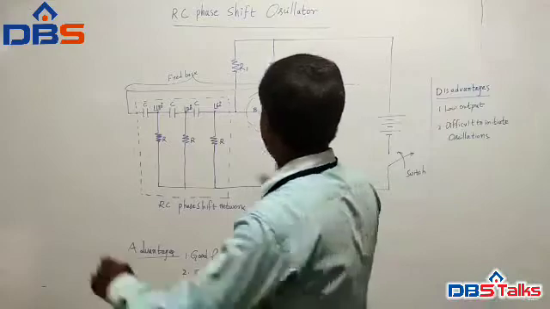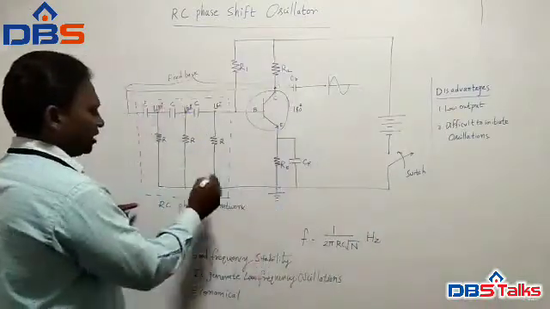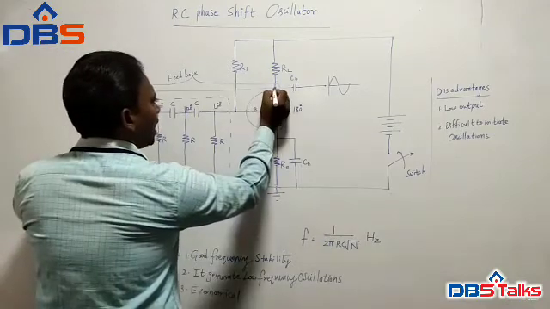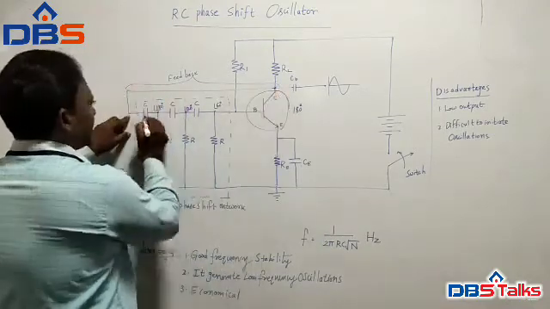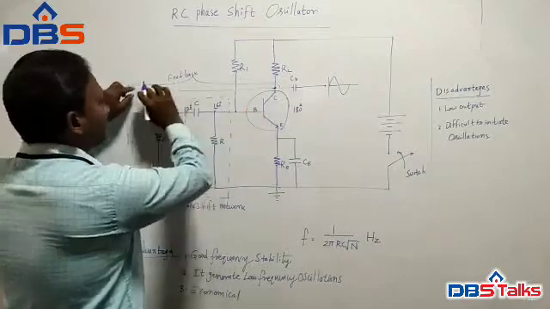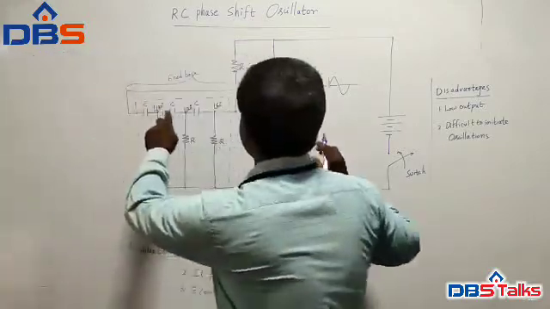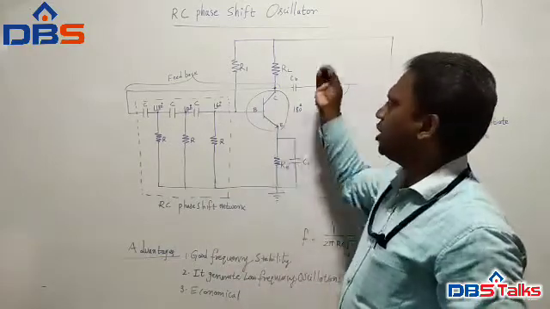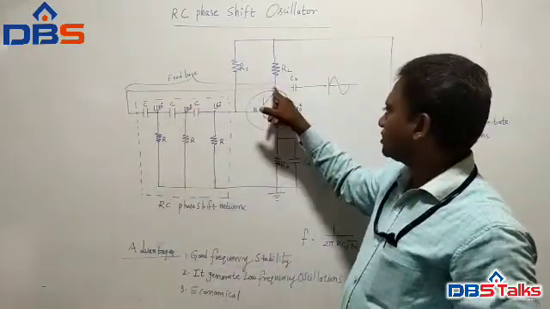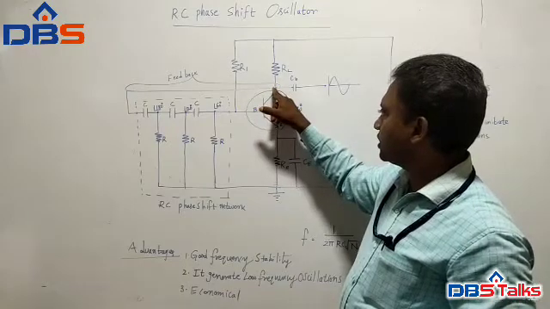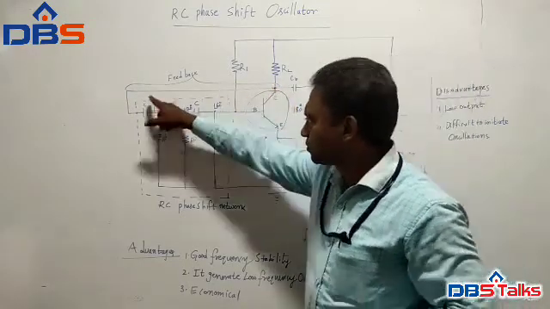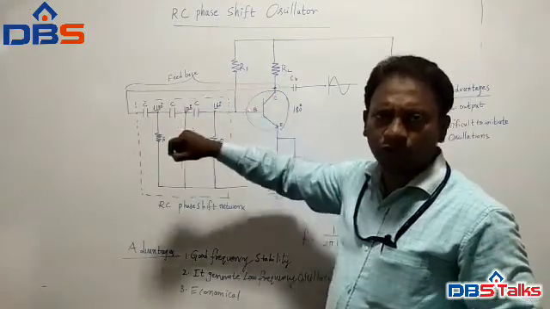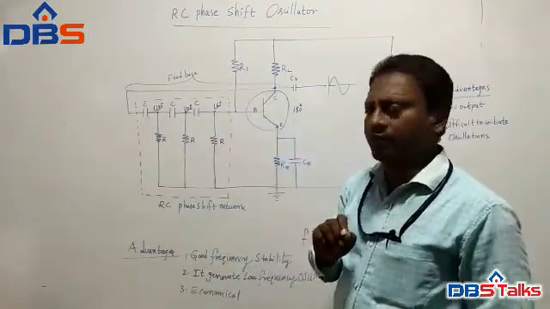Now see, this is a feedback network. Here this is the output, and this output is connected again to the input. That is why we say that it is a feedback connection. Feedback means we take part of the output signal and give it to the input. The output signal we take here is given to the base of the CE amplifier. So the output is connected to the input, that is why we call it feedback.